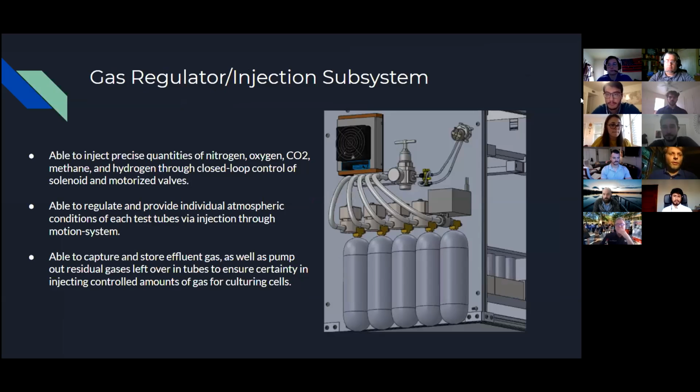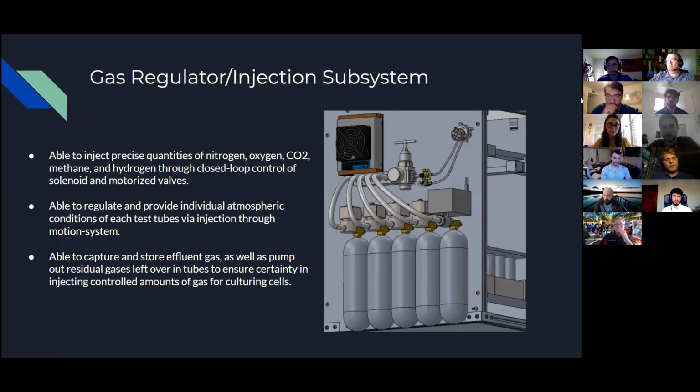Okay, so for the gas regulation and injection subsystem, the controller is able to inject precise quantities of nitrogen, oxygen, CO2, methane, and hydrogen gas into each rubber-capped test tube, which provides completely automated closed-loop control of atmospheric conditions for each tube. And the design uses 4 on and off solenoid valves and 1 motorized ball valve for controlling the flow rate of each gas.